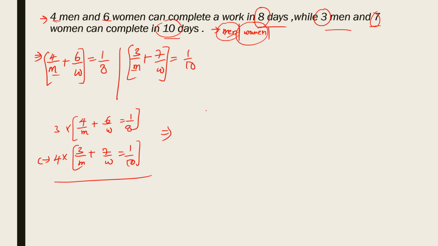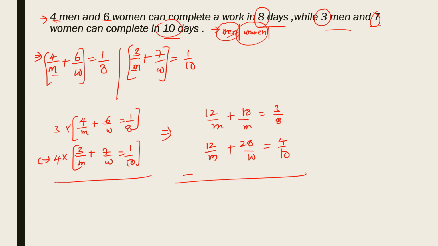So that would be 12 by M plus 18 by W is equal to 3 by 8. And now this would be 12 by M plus 28 by W is equal to 4 by 10. I'm subtracting these two, so the 12 by M terms get cancelled. It is nothing but 18 by W minus 28 by W, which is minus 10 by W. You might find that this will be a negative number, so even the right side will be a negative number because the equation has to be satisfied. So 3 by 8 minus 4 by 10 is a negative number, and the left side is minus 10 by W.